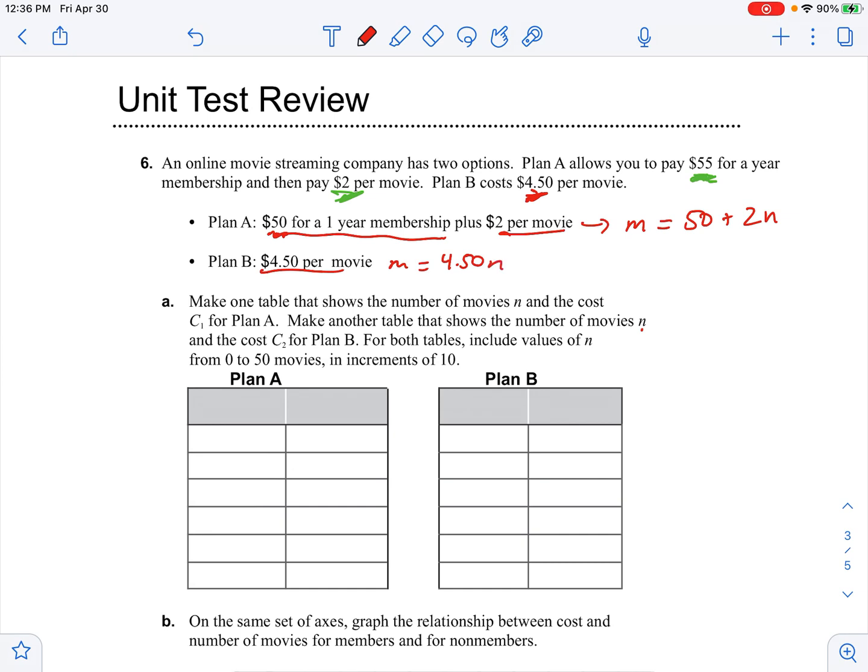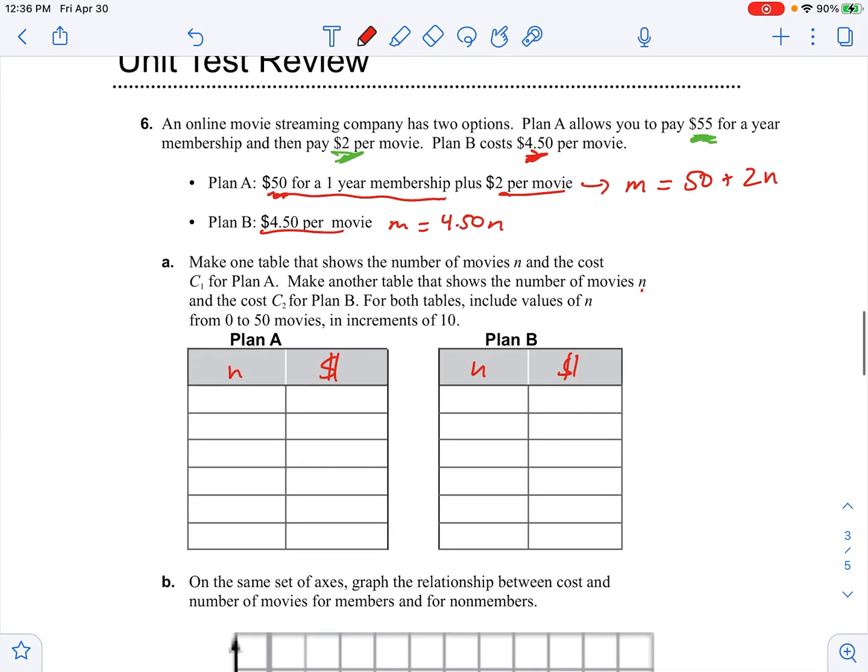All right, let's fill out this table. Number of movies, how much money it's going to cost, number of movies, how much it's going to cost. All right, so let's build this. 0, 10, 20, 30, 40, 50. 0, 10, 20, 30, 40, 50. If I'm going too fast, just pause it and come back. And press play when you got it all set.